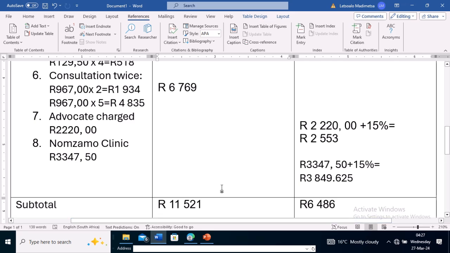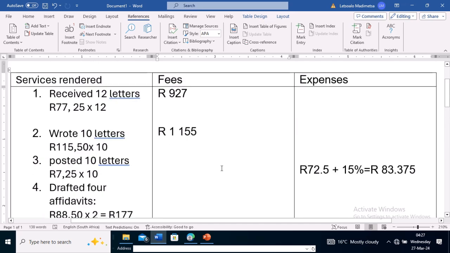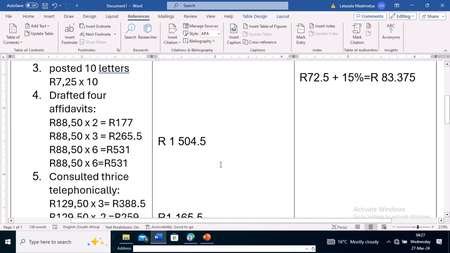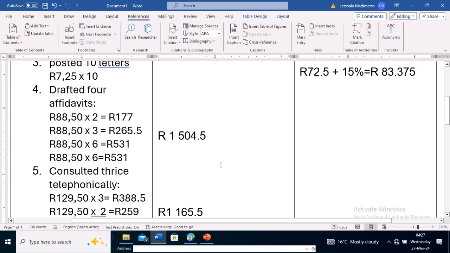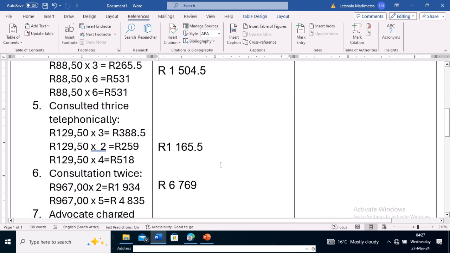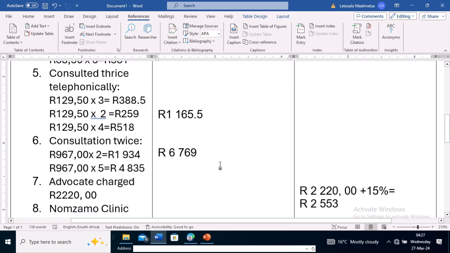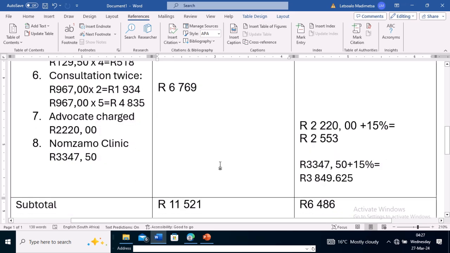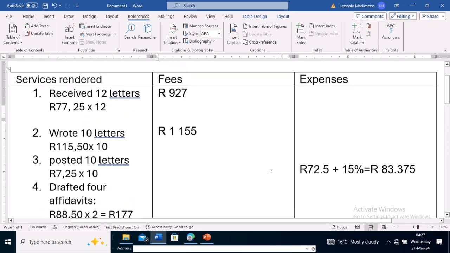Once we write subtotal, we add these things. After adding these numbers, we are going to say 927 plus 1,155 plus 1,504 rand 5 cent plus 1,165 rand 5 cent, 6,769, and then in total it gives us 11,521.